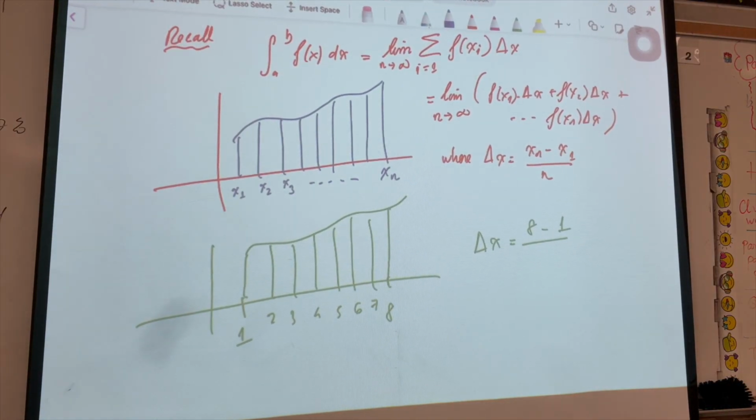Wouldn't it be to start at 0? So, okay, to be more precise, you can just do this: b minus a divided by n.